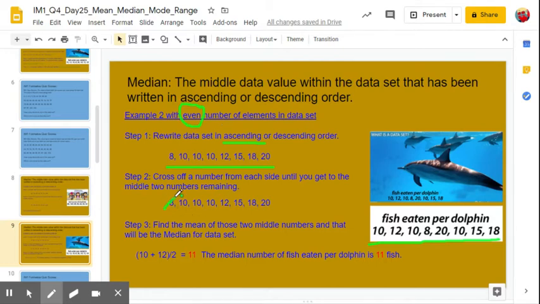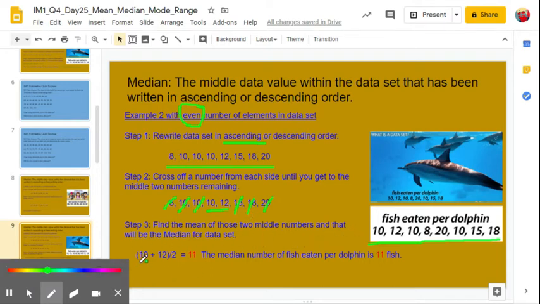So smallest number is 8, largest number is 20. Next smallest is 10, next largest is 18. Next smallest is 10, next largest is 15. Oh, we're left with these 2 numbers, 10 and 12. So now we have an added step in this situation when we have an even number of elements. Our next step is we need to find the mean of those 2 middle numbers, and that will be our median for the data set.